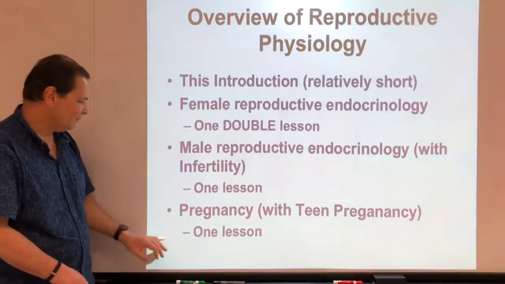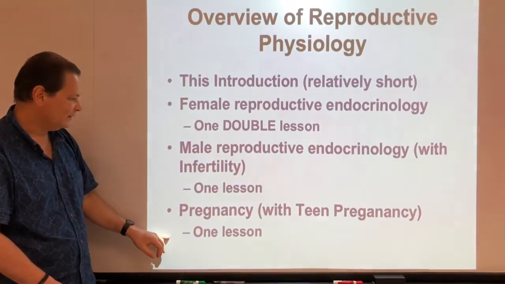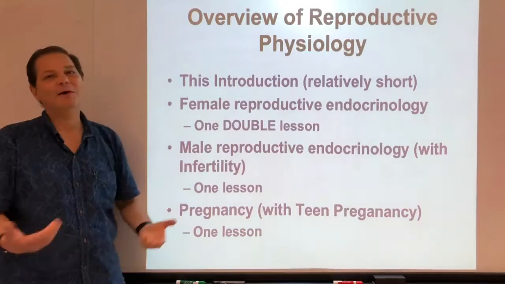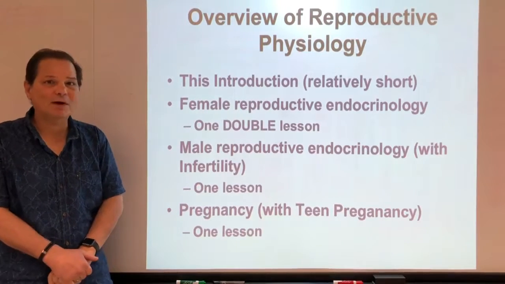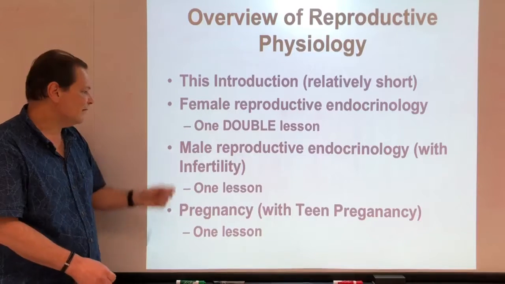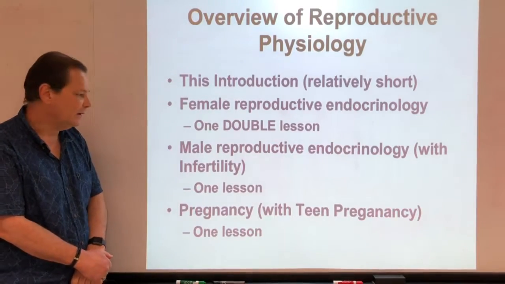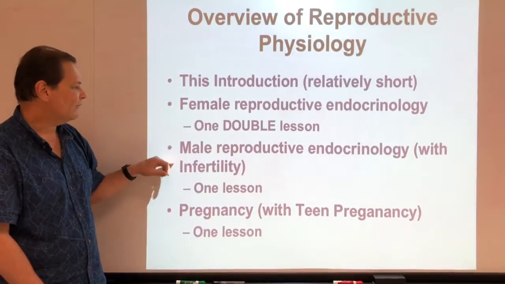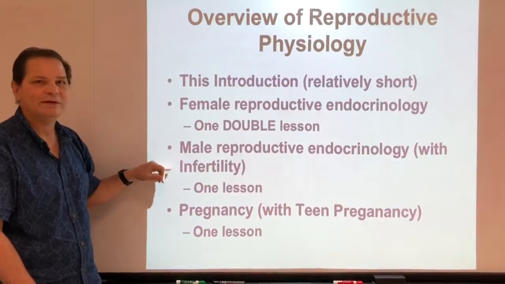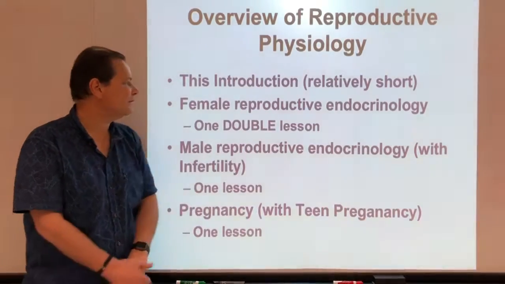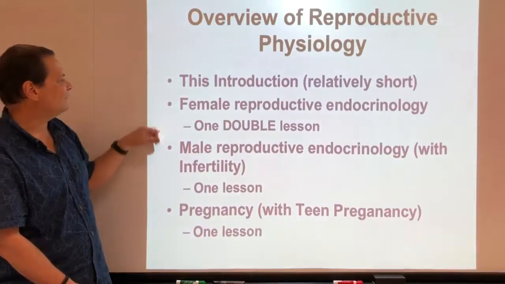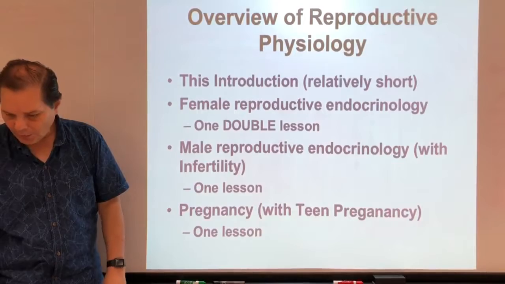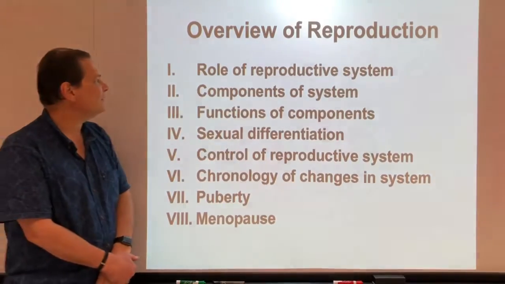So we basically have three female topics: one double lesson and another lesson, and that's because female reproduction is quite a bit more complicated than the male, which will be covered in just one lesson right here, okay? So this is the way it's laid out. I think it's logical that pregnancy would go with teen pregnancy, and that we'd introduce the male in the first case when we really needed the male physiology to make a judgment about what's going on. And I think for the first couple of cases, this will be adequate for you, okay? So having said that, let's launch into this.